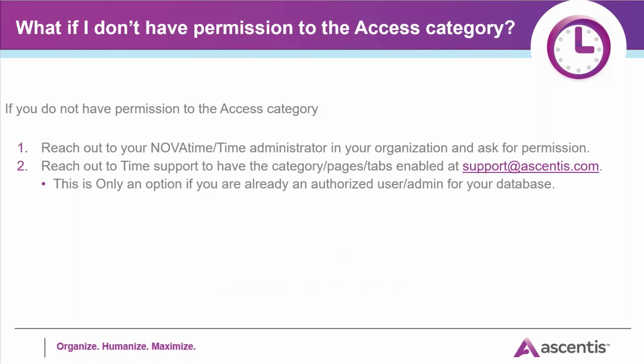Now, if you don't have permission to use the access category, you'll want to do one of 2 things. First, if you're a supervisor or maybe not the NovaTime administrator for your organization, you'll want to reach out to that person first and ask them for permission. If you are the NovaTime administrator or the time administrator and you still don't have access to this category, you'll want to reach out to our support team to have them enable that for you. And that's going to be at support@ascentus.com.